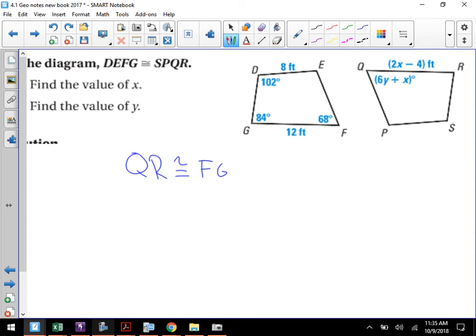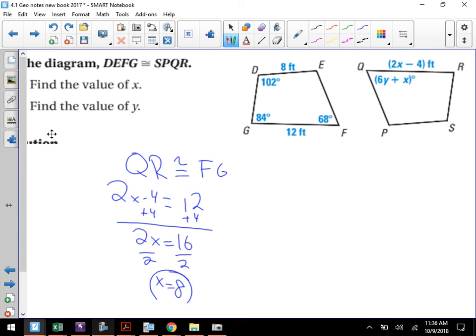So if that works, then you've got what? 2x minus 4 has to equal 12. What's your first step? Good. Add 4. Oh, you don't have to do this in terms of a proof. That's okay. But you're right. Now what? Then what do you get? Okay.